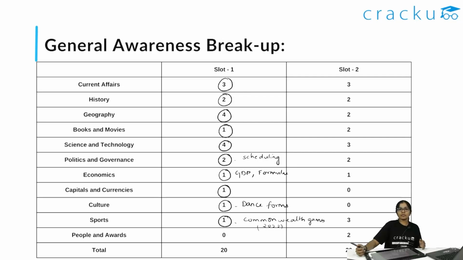Make a note of each and everything and who won in those matches or in those games. Try to make a list of it and go through them. Next, coming to slot 2, we got 3 questions from current affairs in slot 2.